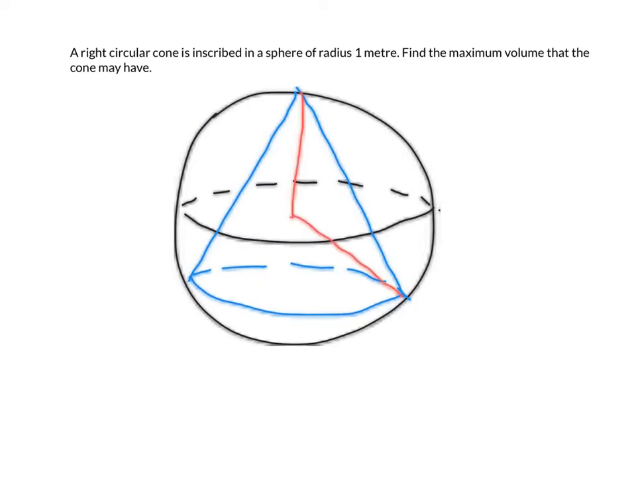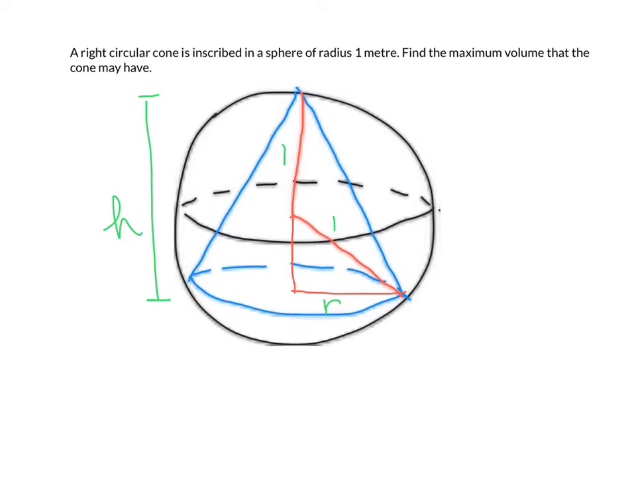Since this sphere has radius 1, we know that this distance from the outside of the sphere to the center is equal to 1 meter, and this distance is also 1 meter. So I've gone ahead and labeled those two lengths 1 meter. Now I'd like to maximize the volume of the cone, and I know that the volume of a cone is 1/3 pi r squared h, so I'm going to label the dimensions of the cone. So I've labeled the radius of the cone r, and I've labeled its height h.